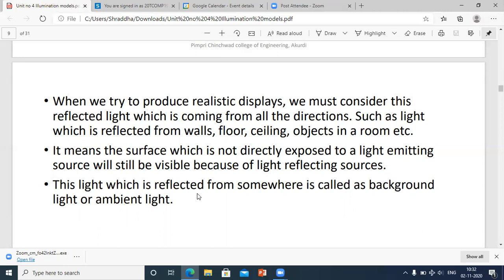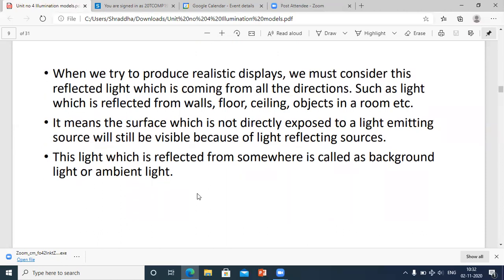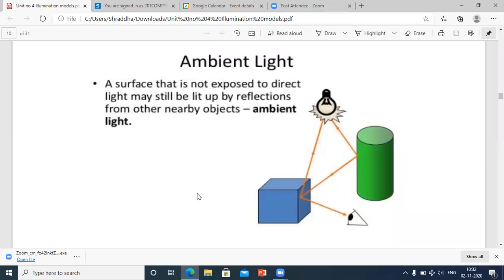So this light which is reflected from somewhere is called the background light or ambient light. I hope now you have understood the meaning of ambient light. Ambient light is nothing but light that is produced with the help of a background light. See over here, the point will be more clarified. Ambient light means a surface that is not exposed to direct light may still be lit up by the reflections from other nearby objects. That is called the ambient light.